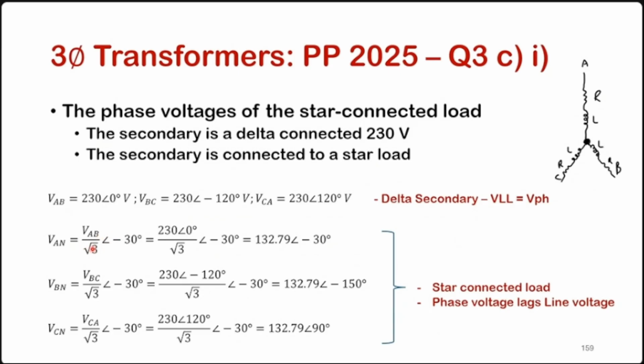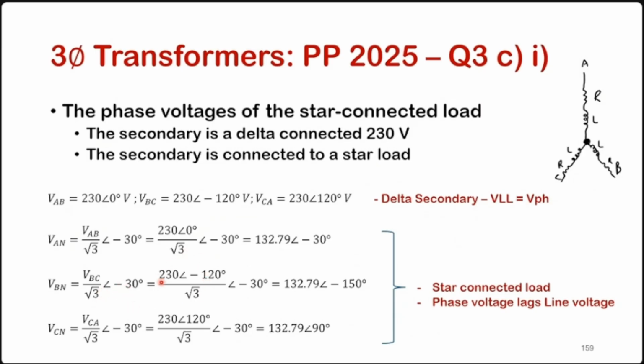You're going to have an angle of minus 30 degrees, because remember the phase voltage lags the line voltage by 30 degrees. So when you do the calculation, it's 230 angle 0 over root 3, angle minus 30 degrees. You'll get this as your A phase voltage in the star configuration. Same for your B phase.